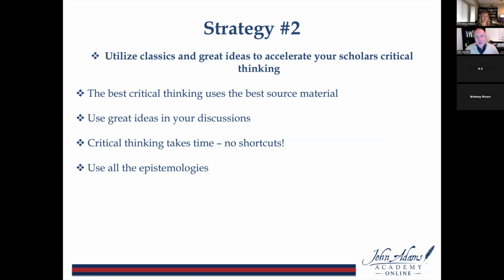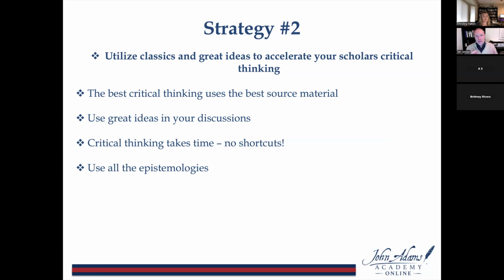And then you get up to some of the books that we read in 12th grade with my scholars, and we had an amazing, wonderful, insightful discussion about Crime and Punishment last week, Dostoevsky. If you haven't read that one, make sure you get plenty of sunshine while you read that book because it's pretty depressing. But that is a beautiful book that will elicit great, deep thinking. The second one is use great ideas in your discussions.